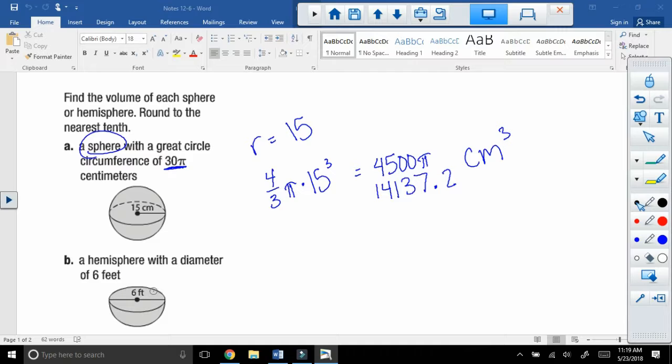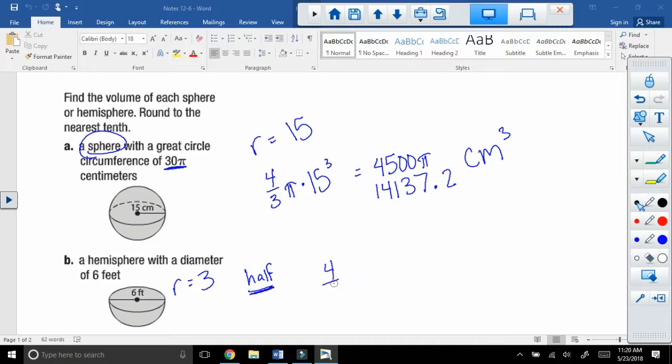Okay, for this next one, it gives us the diameter, so make sure you have the radius in the formula. The radius is 3, and because this is a hemisphere, you need to make sure that you just find half of the volume when you're done. So if you want to put that into the formula, you can. Otherwise, you can just find the whole volume and then divide by 2 in the end. But just make sure you do that last step.